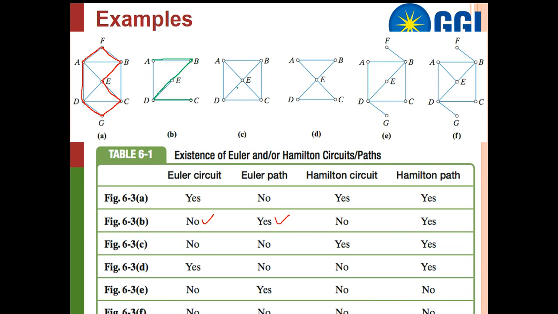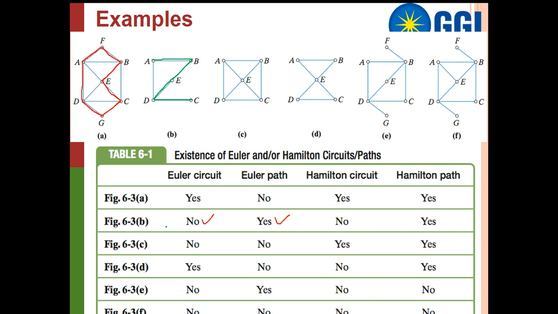Now come to this. Here we can see this is of degree 3, this is of degree 3, this is also degree 3. So neither Eulerian path nor Eulerian circuit. First two things are clear. Now we have to check for the Hamilton path and Hamilton circuit.